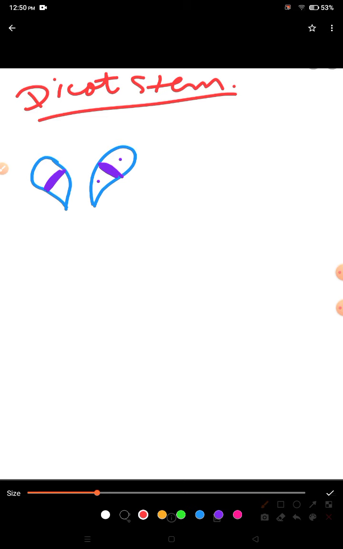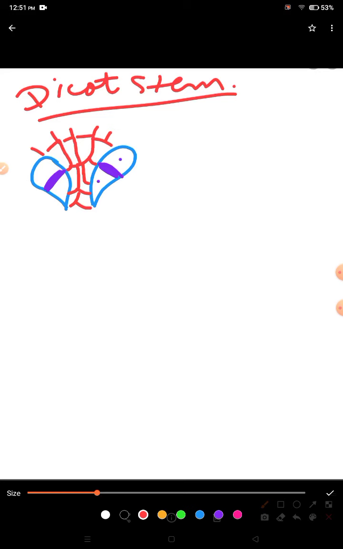The cells present between vascular bundles are compact elongated cells. These are the parenchyma cells. What we call these cells here, medullary rays. They are special cells. They are permanent cells, do not divide further.